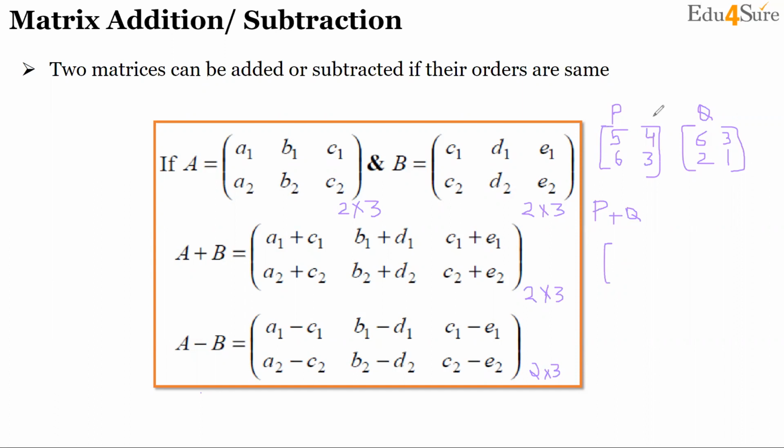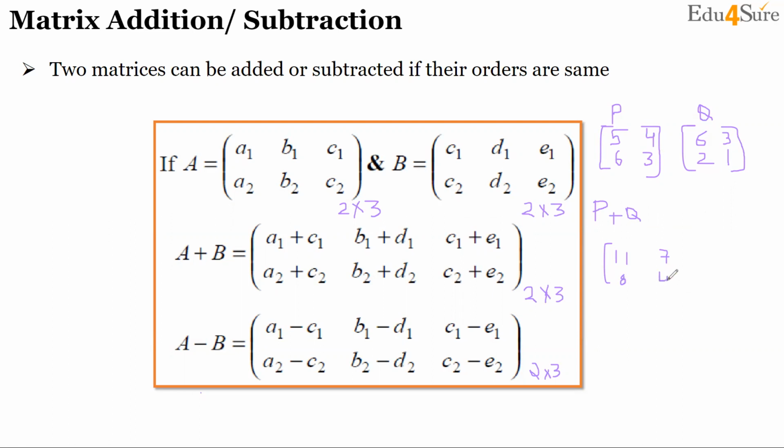Now here, this is one matrix of 2 cross 2, 2 rows and 2 columns, named P, and this is another matrix Q, which is again 2 cross 2. Now I want to do addition between these two. How are we going to do that? 5 plus 6, element wise we're going to do. 5 plus 6 will become 11. 4 plus 3 will become 7. 6 plus 2 will become 8. And 3 plus 1 will become 4.